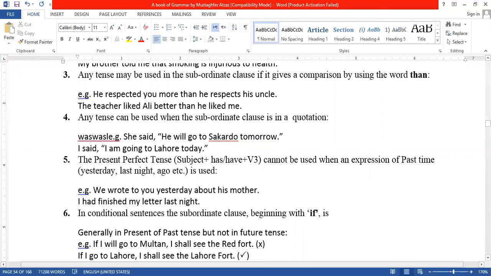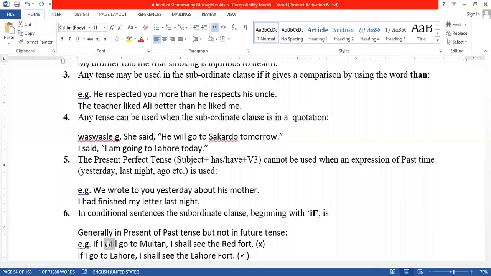Meanwhile, I shall show you the sixth rule that says, in conditional sentences, the subordinate clause beginning with if is generally in present or past tense, but not in future tense, right? For example, "If I will go to Multan, I shall see the Red Fort." Now, with an if clause, we never use future tense. This is the point here. We can either use present or past.